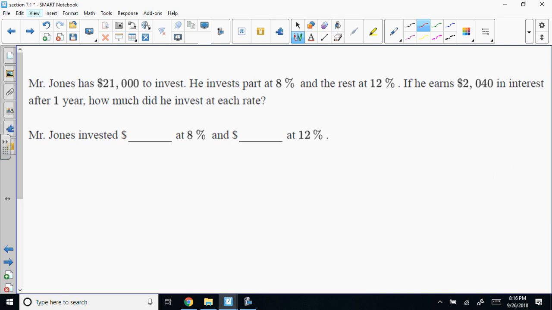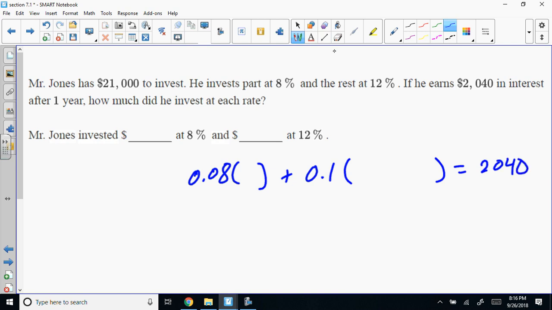All right. We've done one of these already. We did one of these in the first section, right? I'm not going to do it with a system, but I am going to set it up how you should do it. So we have 8% times some amount, plus 10% times some amount, equals $2,040, right? Oh, it's 12%? Okay, not bad. Is it 8%? Okay, got this.